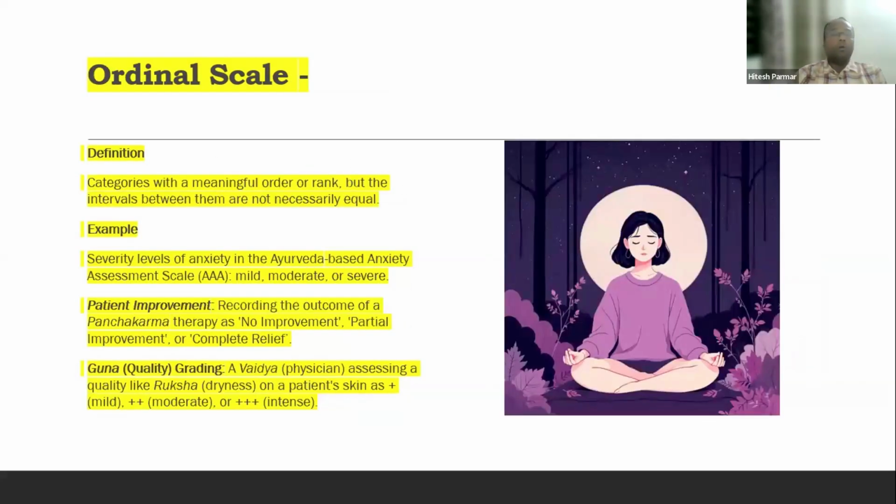The second one is your ordinal. The name itself suggests that we have a certain order. There is some hierarchy, some order in your data. Now you can say that this number is higher and this number is lower. Earlier we were not able to say, but now we can say that there is a hierarchy, a ranking in the data. So there will be some meaningful interpretations that you can perform in terms of the ordinal scale.